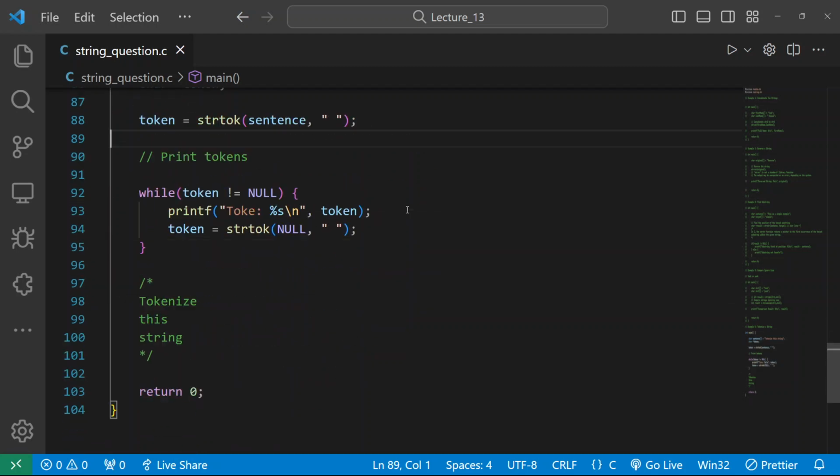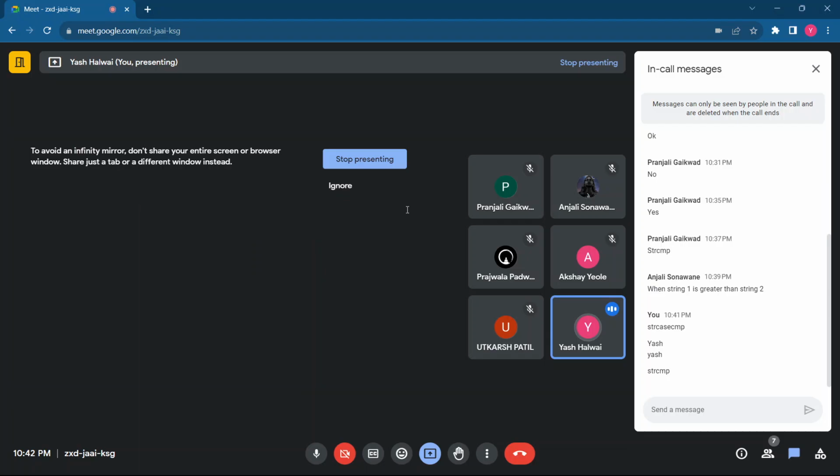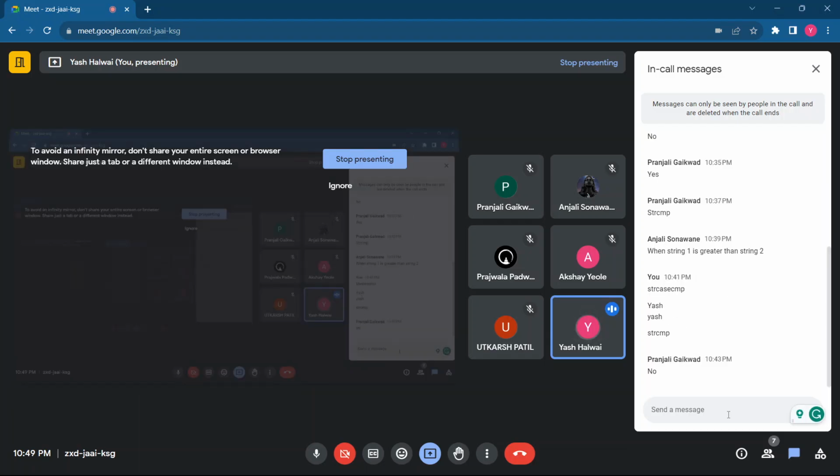I hope I have taken 5 examples, and all 5 examples are clear and easy to understand. Yes or no? Okay, Akshay. What about others? Anjali, Pranjali, good. Okay, so good.